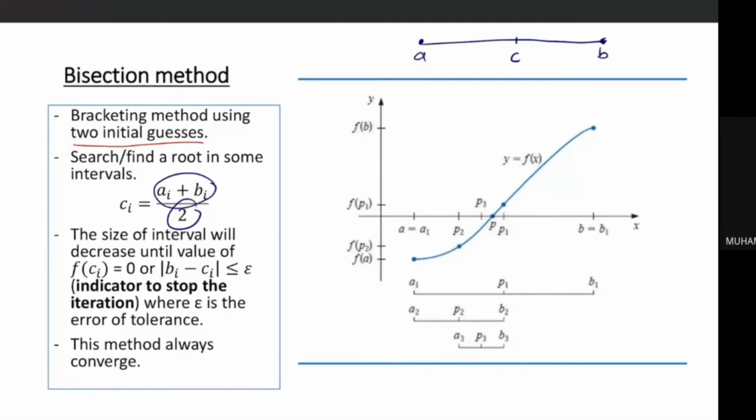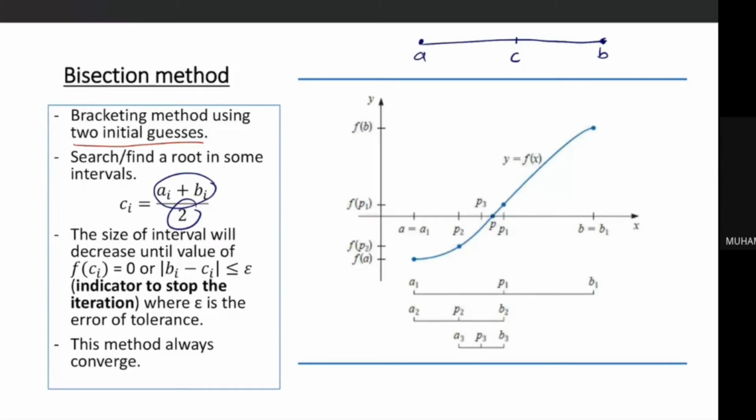Let's say we have the first interval, A and B. And then we find the midpoint, C. Then you calculate FA, FB, and FC, because we want to determine the sign. If they have different signs, then there exists a solution in the interval.